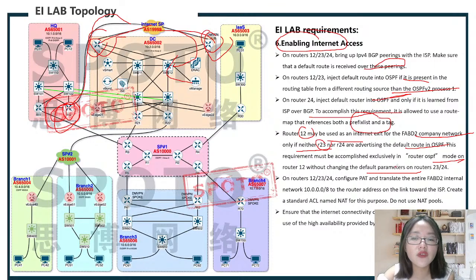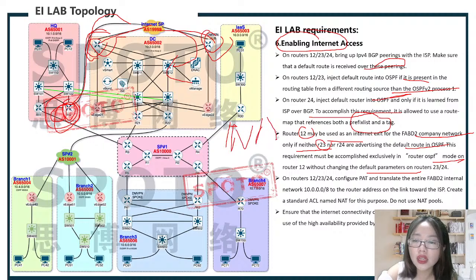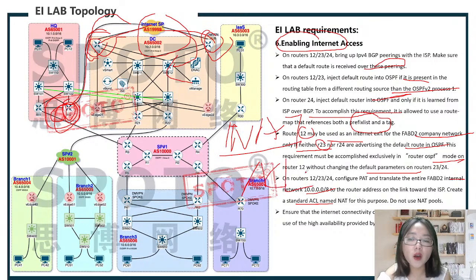router 23 and 24. And on router 12, 23 and 24, we should configure PAT, NAT technologies and translate the entire company internal network to the router address on the link toward the ISP. So we should create a standard ACL. We should combine NAT and ACL for this purpose. Do not use NAT ports.